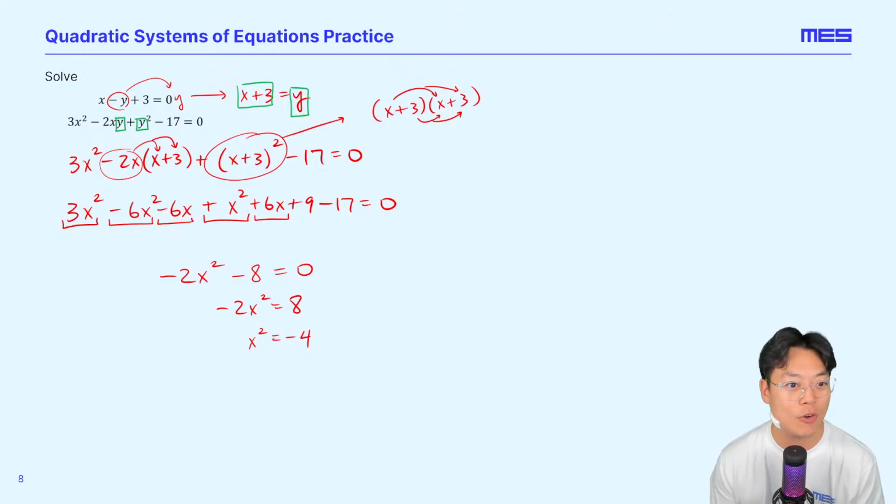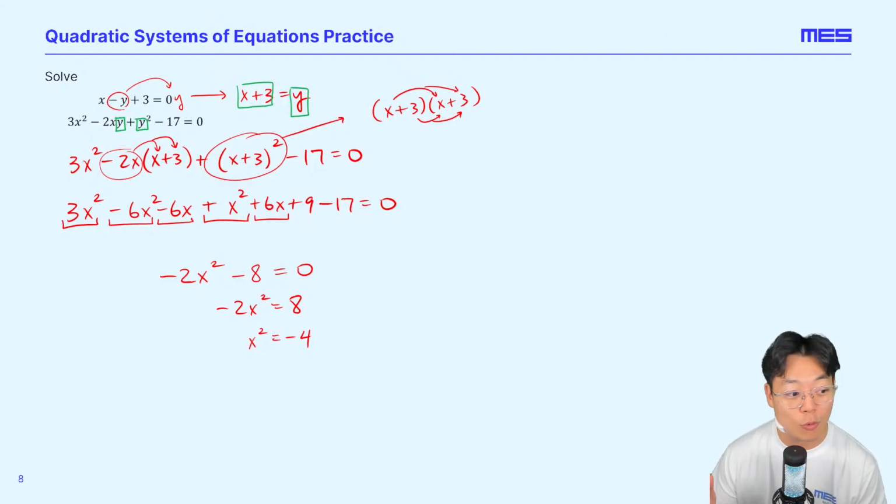Will this ever work? In the chat, let me know. Will this ever work? Negative 6x and 6x eliminate. The solution is complex. Exactly. The solution here is complex. We will have some imaginary numbers here and things like that.